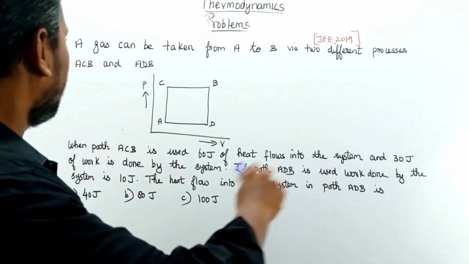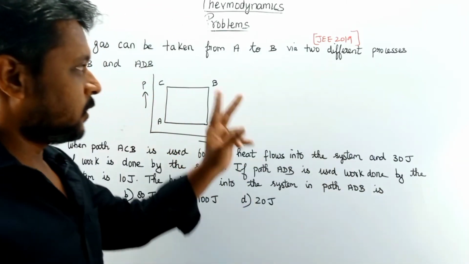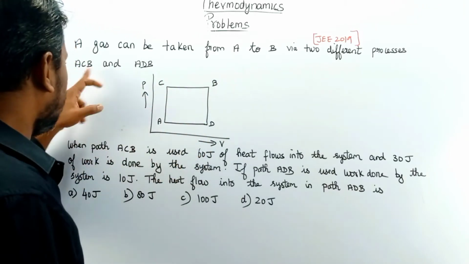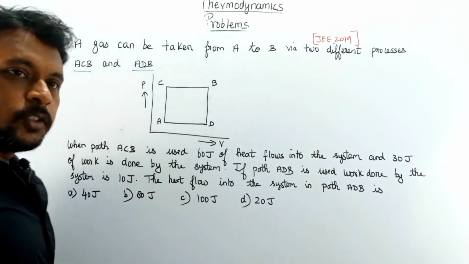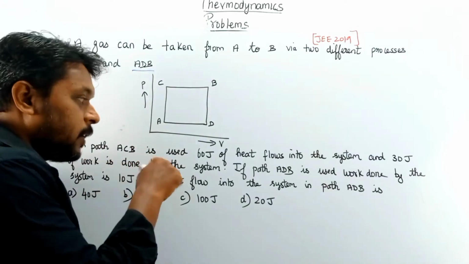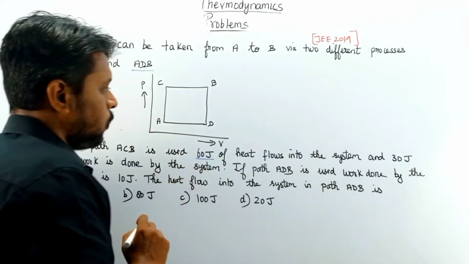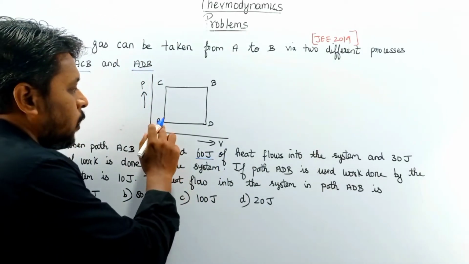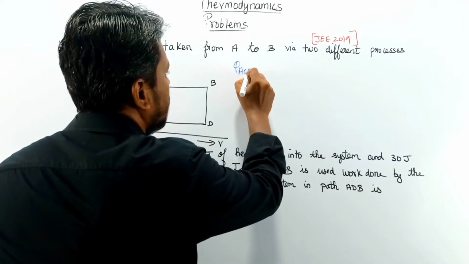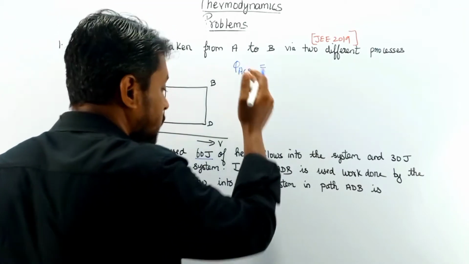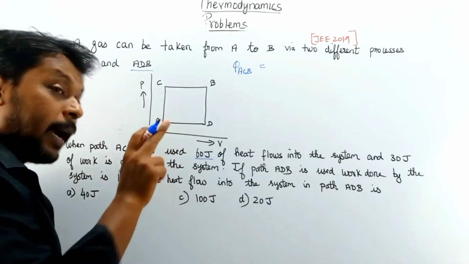See the problem. A gas can be taken from A to B via two different processes, two different pathways, ACB and ADB. When path ACB is used, 60 kilojoules of heat flows into the system. So Q ACB is given as 60 kilojoules, and 30 joules of work is done by the system.